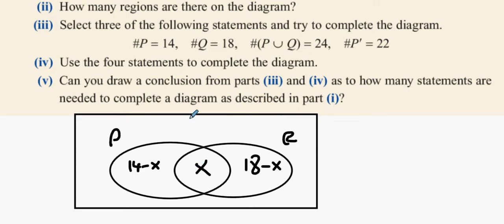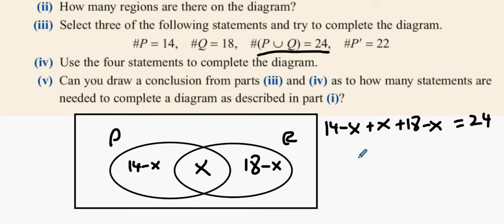What is P and Q added together meant to be? So would you agree that the three regions added together should be 24? Let's add the three regions together. 14 minus x is region 1. This is region 2. This is region 3. And this must equal 24. So what does that mean? 32 take away x is 24. X must be 8.